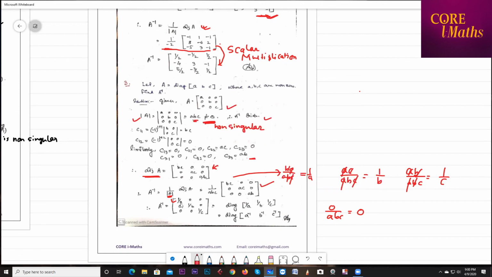So only after getting the inverse, you can check that the given matrix was a diagonal matrix, and in that case the inverse matrix also has only the diagonal elements present, and the diagonal elements are 1 by A, 1 by B, and 1 by C. So you can directly write diag of 1 by A, 1 by B, 1 by C, which is nothing but we can write as A inverse equals diag of A inverse, B inverse and C inverse.